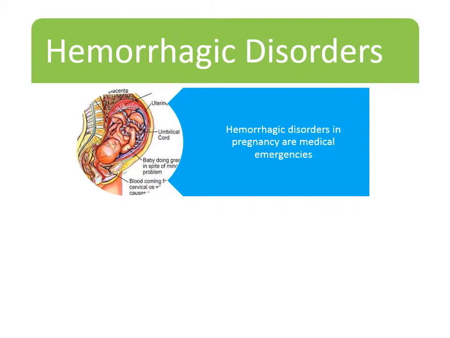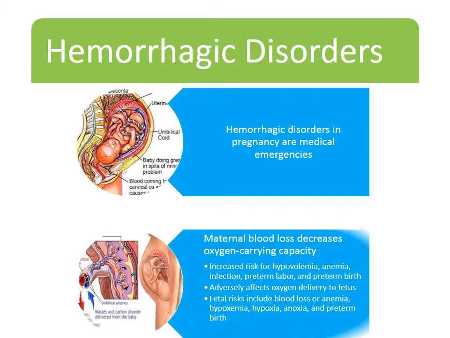Hemorrhagic disorders in pregnancy. These are medical emergencies. They place the mother at risk for hypovolemia, anemia, infection, preterm labor, and preterm birth. They can affect the oxygen delivery to the fetus. Fetal risks include blood loss or anemia, hypoxemia, hypoxia, anoxia, and preterm birth.